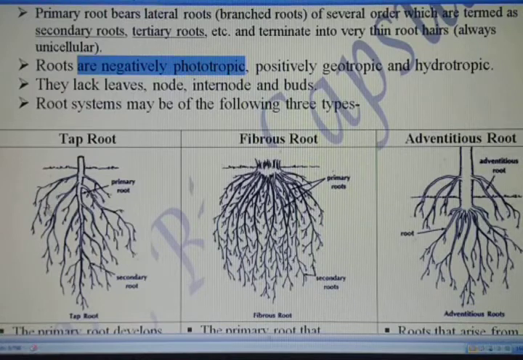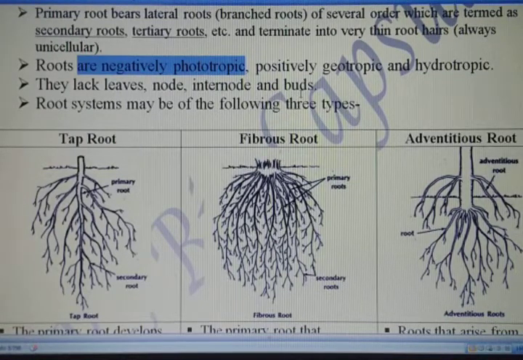And here in the structure of the root, they do not bear seed. They do not bear leaves, neither do they have nodes or internodes, and they do not bear buds which are going to develop into either a branch or a flower, because we are talking about the underground part.